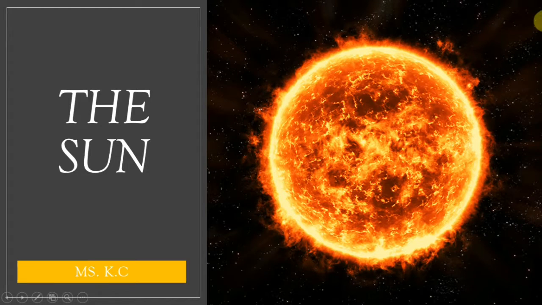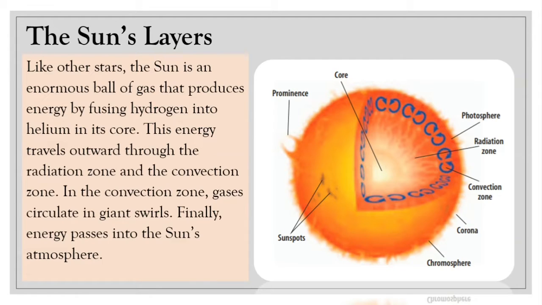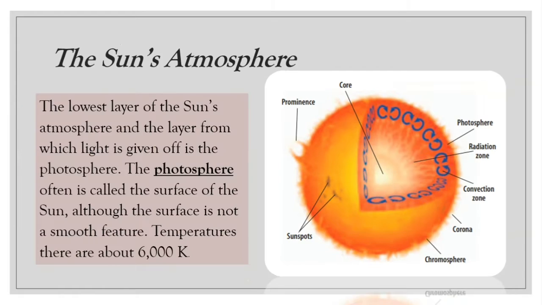The Sun. The Sun's layers. Like other stars, the Sun is an enormous ball of gas that produces energy by fusing hydrogen into helium in its core. This energy travels outward through the radiation zone and the convection zone. In the convection zone, gases circulate in giant swirls. Finally, energy passes into the Sun's atmosphere.